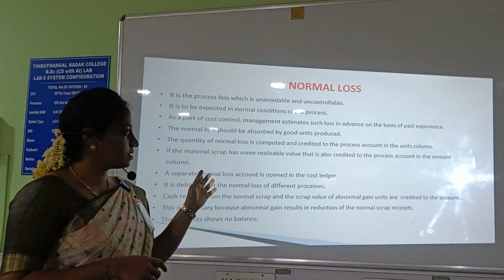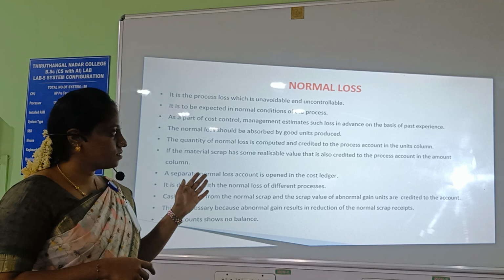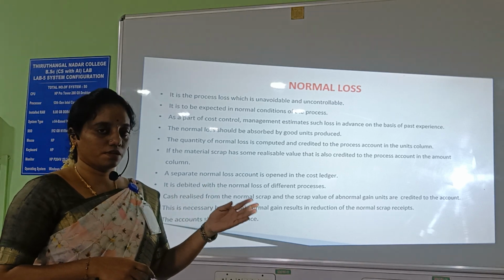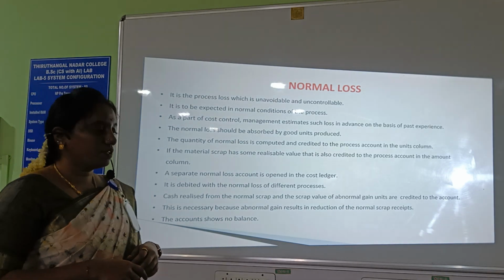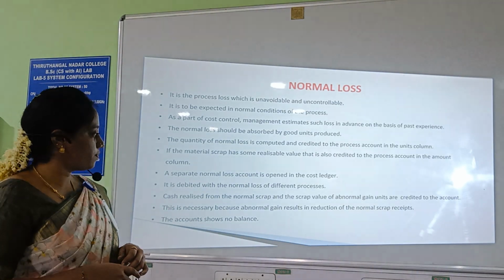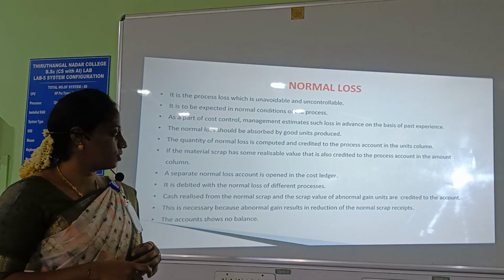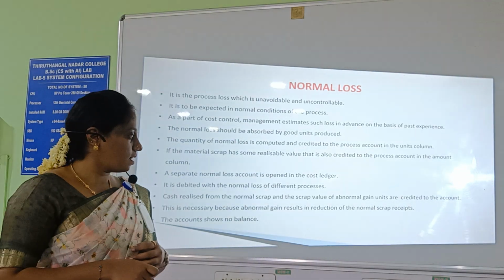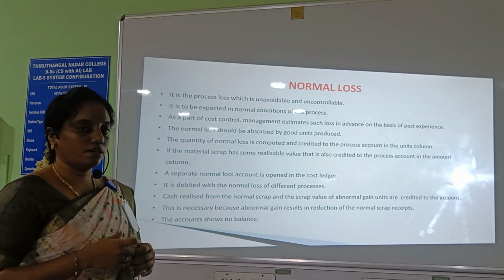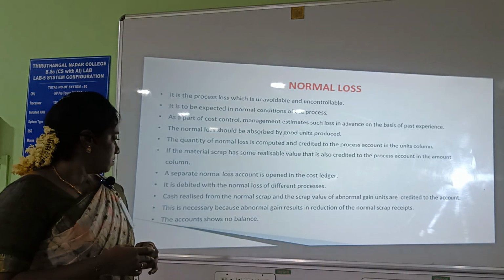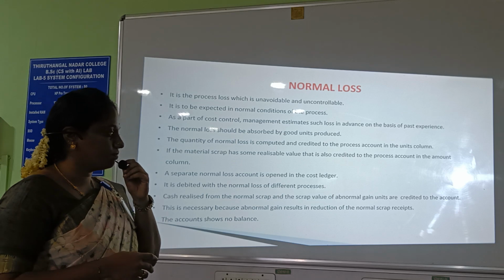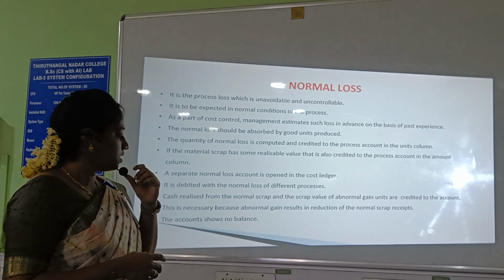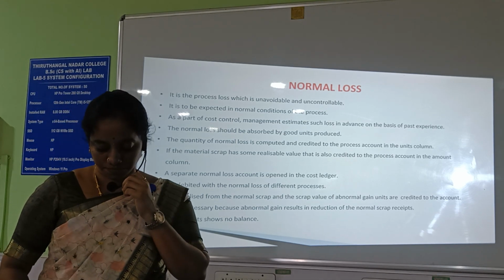If the material scrap has some realizable value, that is also credited to the process account in the amount column. It is debited with the normal loss of different processes. Cash realized from the normal scrap and the scrap value of abnormal gain units are credited to the account. This is necessary because abnormal gain results in reduction of the normal scrap receipts. The account shows no balance.